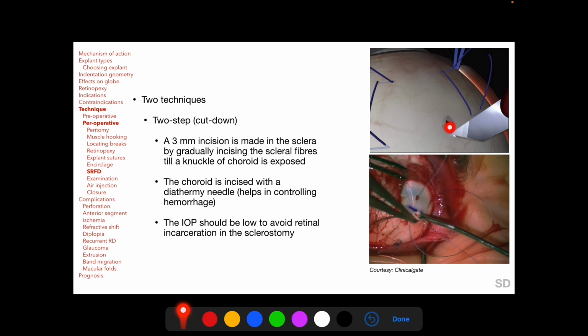This knuckle of choroid is incised with a diathermy needle, as shown here in this intraoperative photograph, and this helps in controlling hemorrhage. The intraocular pressure should be low enough during SRFD with this technique to avoid retinal incarceration at the drainage site, but intraocular pressure should not be allowed to reduce suddenly and significantly, as we will discuss.